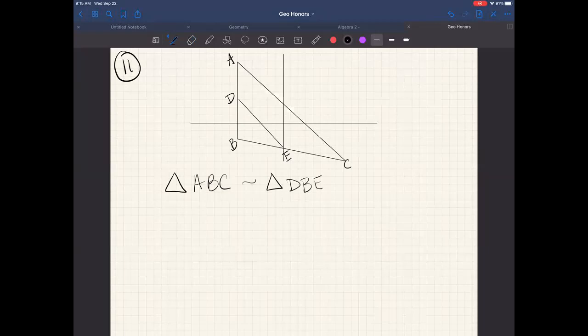Yes, Gabby, you are correct. So what is the transformation? What's the transformation? Rotation, reflection, dilation, translation.